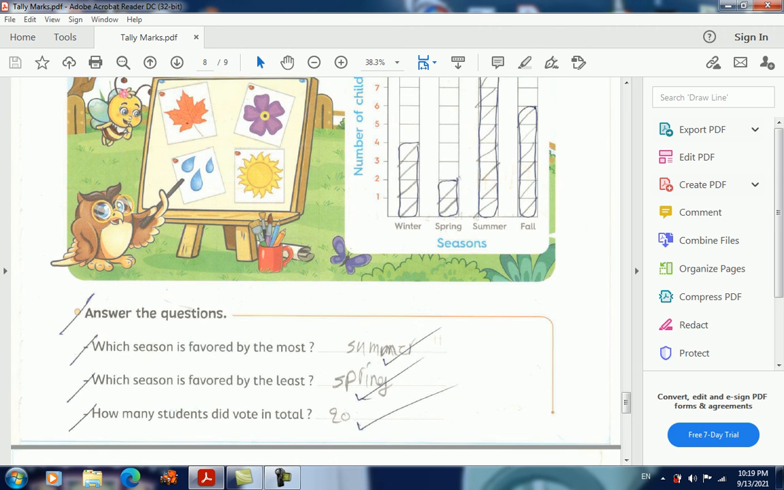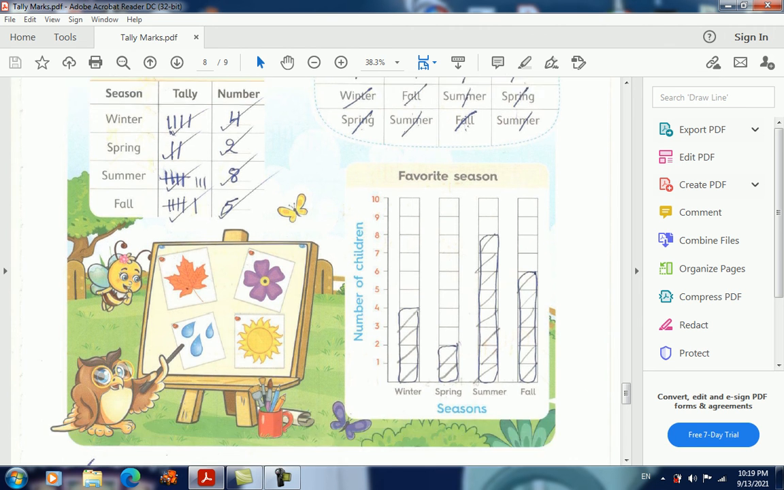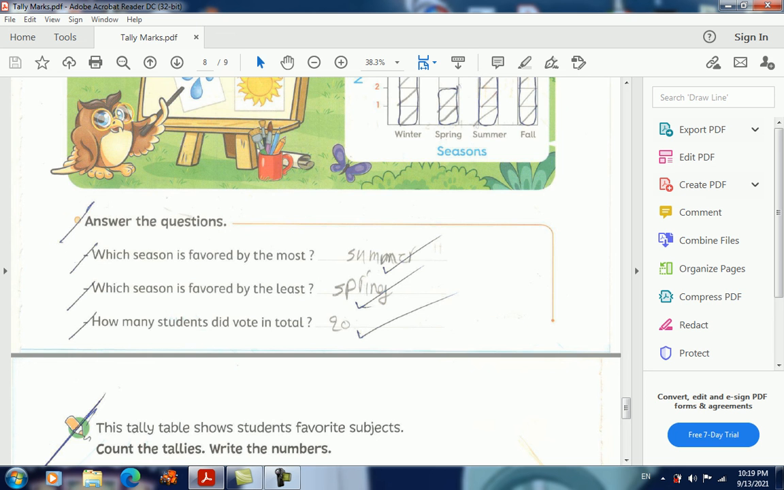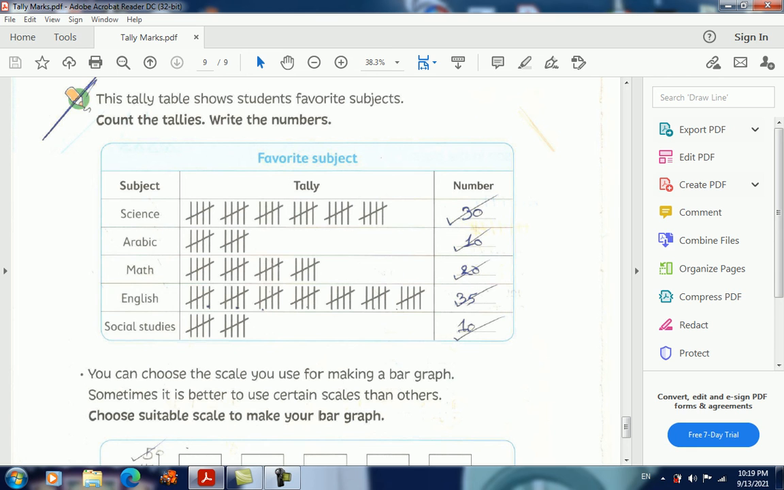And how many students did vote in total? I have to count up all of them. 4 plus 2 is 6, 6 plus 8 is 14, and 14 plus 6 is 20. So there are 20 students in total. Now for the last example, this tally table shows students' favorite subjects. Count the tallies, write the numbers.